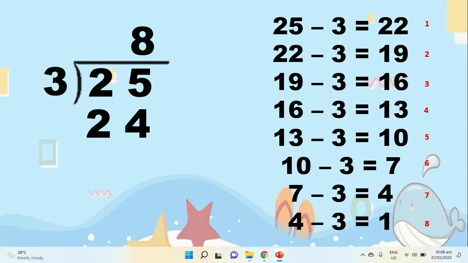So the next step is we will multiply the divisor and the quotient. So 8 times 3 is equals 24. And then subtract. Very good. So 25 minus 24 is equals to 1. So our remainder is 1. So 25 divided by 3 is 8, remainder 1.